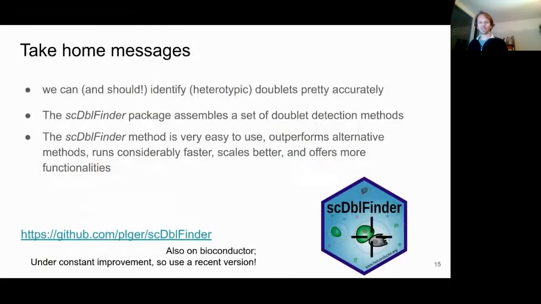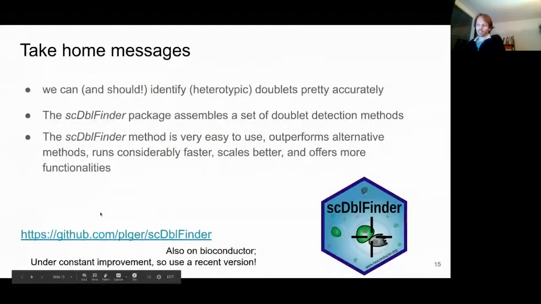Okay, so in summary, the take-home messages are that first, you should be careful about heterotypic doublets, and that fortunately we can identify them pretty accurately, and that the scDblFinder method is very easy to use, outperforms alternative methods, runs considerably faster, scales better, and offers more functionalities. So we invite you to try it. Don't hesitate to contact us if you have questions. This is under constant improvement, so please use a recent version.